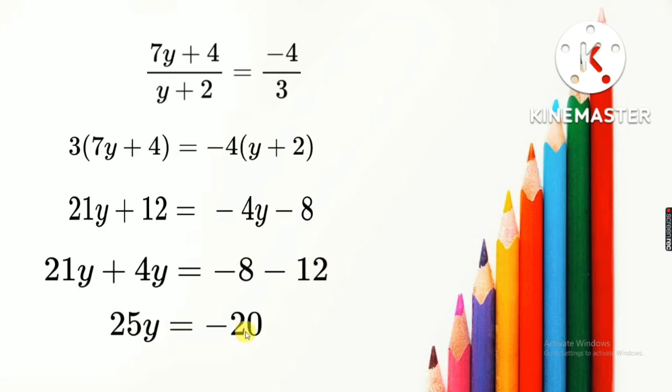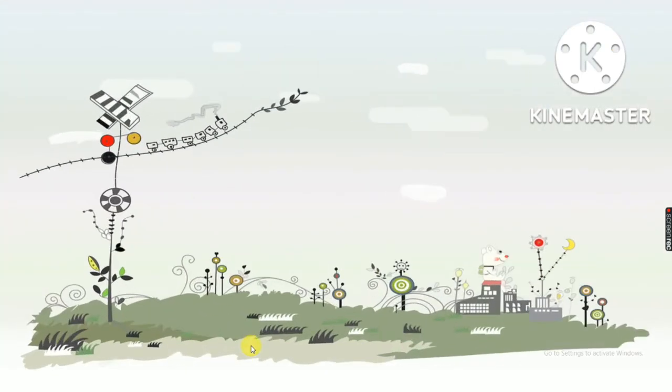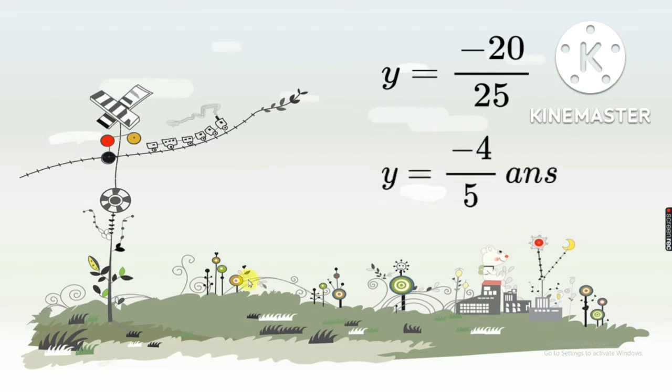So y is equal to minus 20 upon 25. Simplifying it, 5 4s are 20 and 5 5s are 25. We got the value of y, that is equal to minus 4 upon 5, which is the required value for this equation.